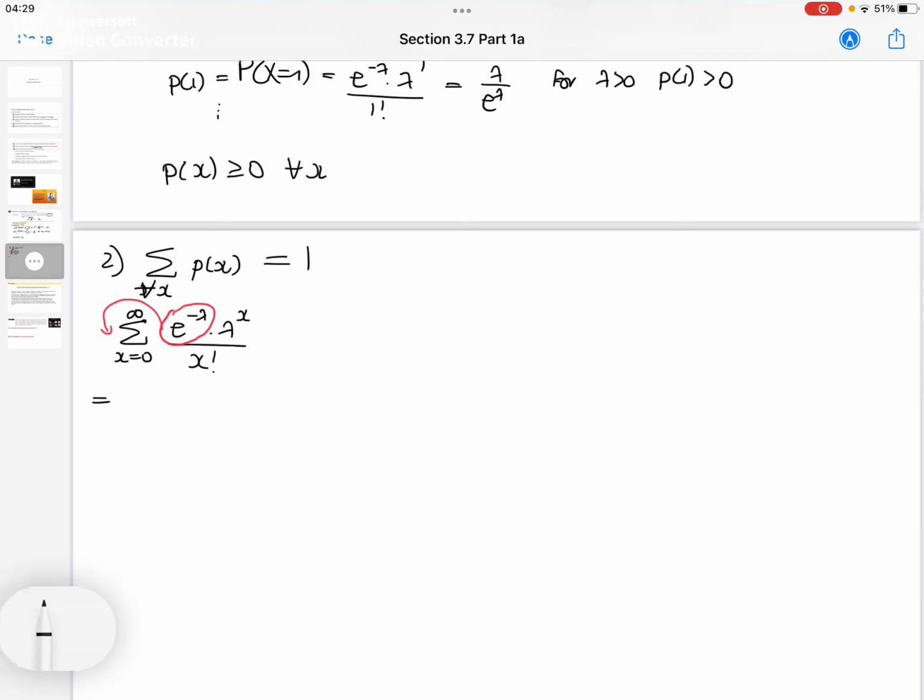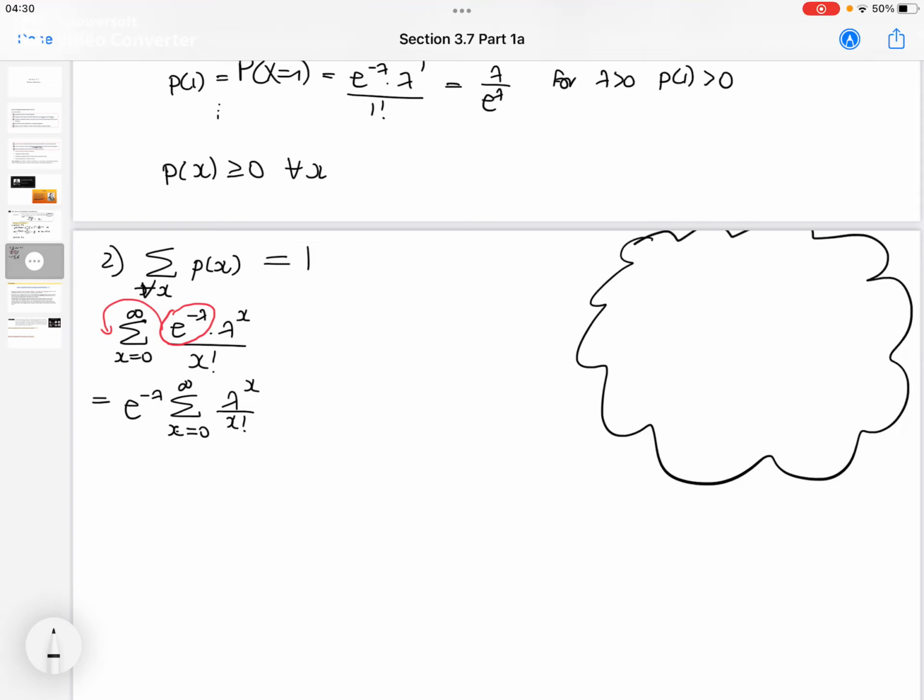Right, so since e to the power minus lambda is a constant, we can then put it in front of the summation sign, and so we will have e to the power minus lambda times the summation of lambda to the power x divided by x factorial, where x goes from 0 to infinity. Okay?